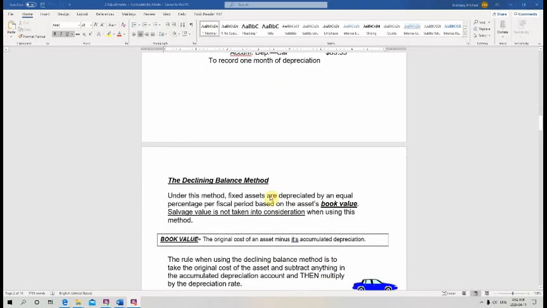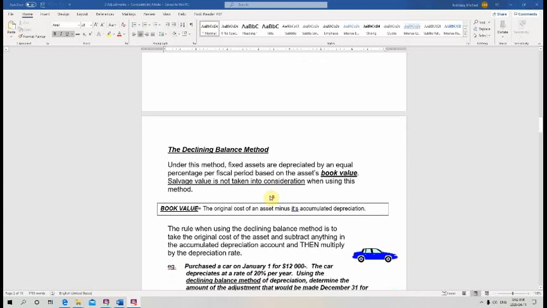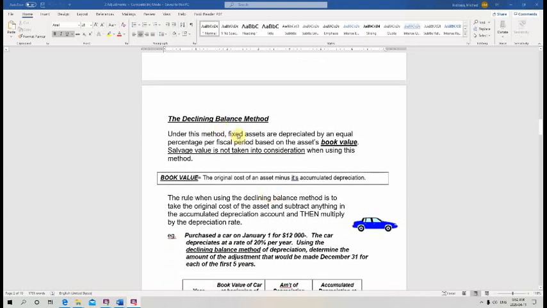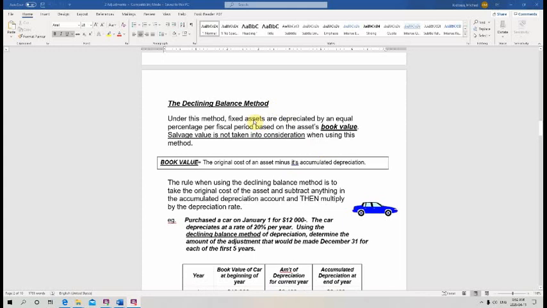Now let's talk about the second method of depreciation. Under this method, the fixed assets are depreciated by an equal percentage per fiscal period based on the asset's book value. All right, that seems a little bit confusing, but it will make sense in a little bit. Now, salvage value is not taken into consideration when using this method, so don't subtract any salvage value.